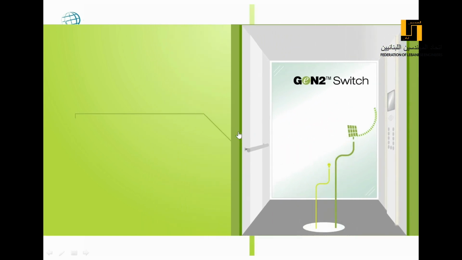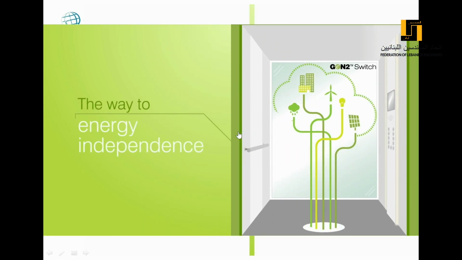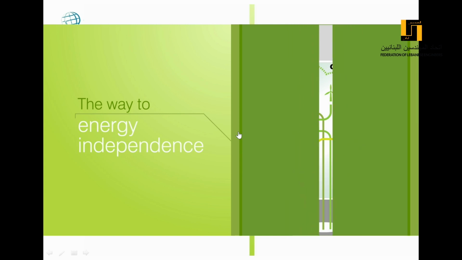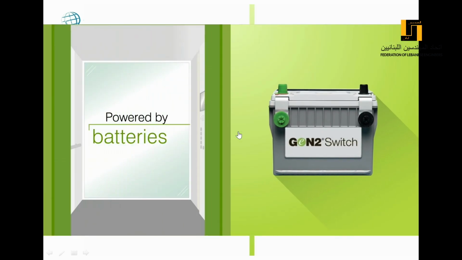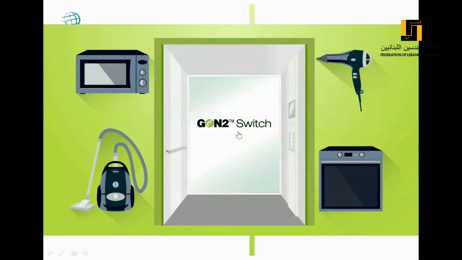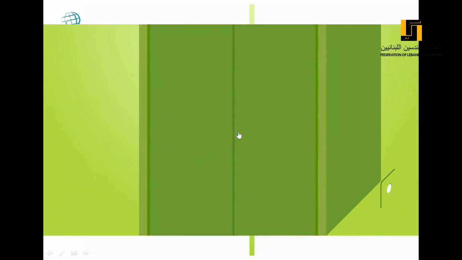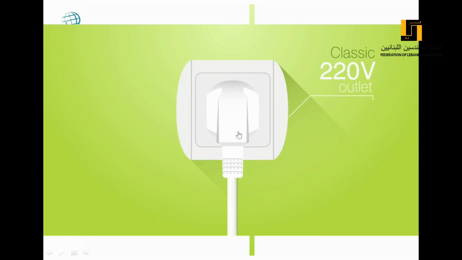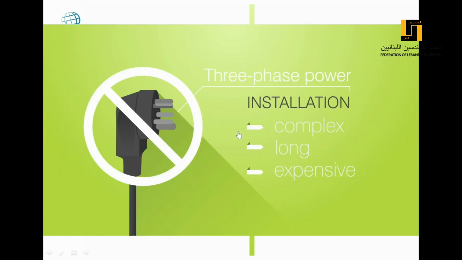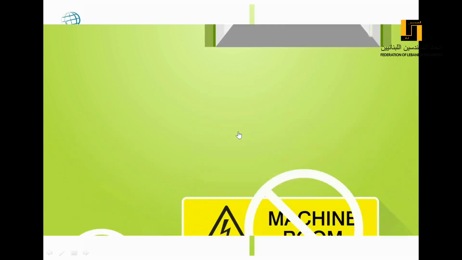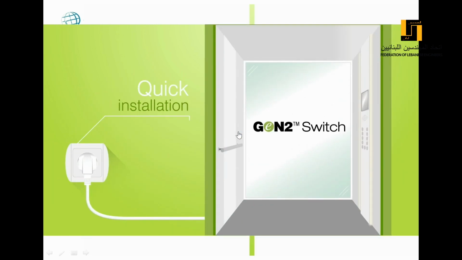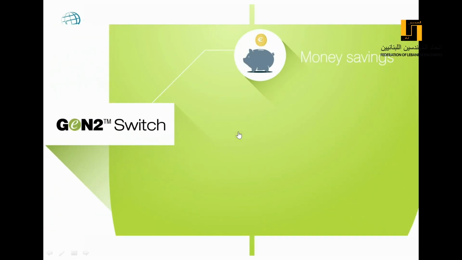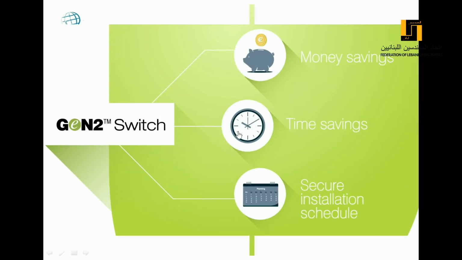Otis presents Gen 2 Switch, the elevator that points the way to energy independence. Gen 2 Switch is the first Otis continuously battery-powered Gen 2 elevator. And like any appliance, it connects to the electrical grid via a simple 220-volt outlet. There is no more need for special three-phase power or for a machine room. Installation of the elevator is faster than ever. The results are clear: considerable saving of money and time, and a secure installation schedule for all your building or renovation projects.